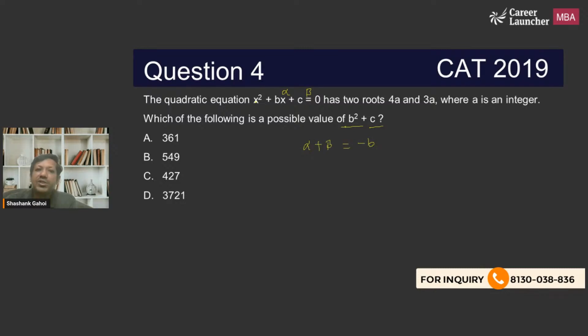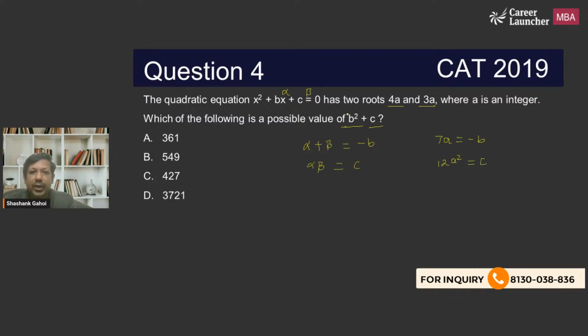a is the coefficient of x square, that is 1, right? What is alpha into beta? That is equal to c upon a, that is c upon the coefficient of x square, which is 1. So that is equal to c itself. Now alpha is 4a, beta is 3a, right? So I can say 3a plus 4a is equal to 7a is equal to minus b. And 4a into 3a is 12a square and that is equal to c.